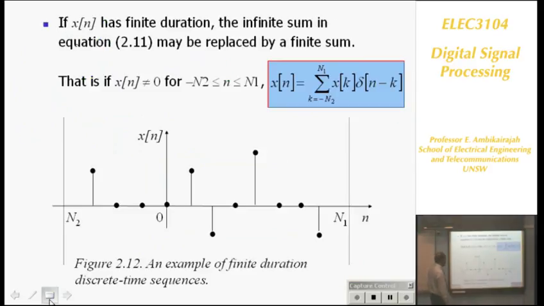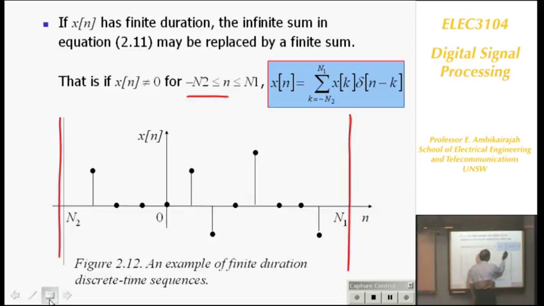From now onwards, if I have a signal going from n1 samples this side and minus n2 samples this way, then I can say, all right, this is my signal. Now I can rewrite it from minus n2 to plus n1, same thing as I did earlier: every value multiplied by delta[n minus k] or [n plus k].